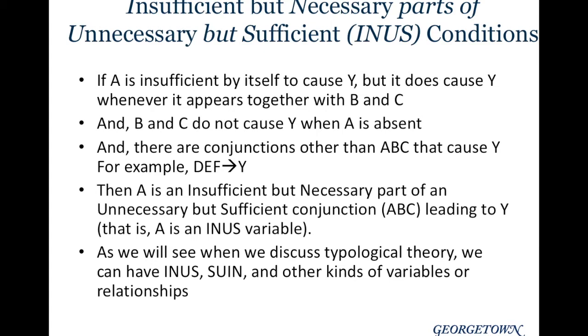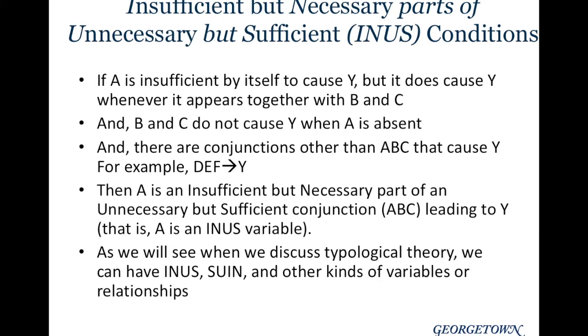Let's imagine that there's a variable A that by itself doesn't always cause the outcome Y. But whenever we see A together with B and C, then we get Y, right? So A is insufficient by itself. Let's imagine that when we see B and C without A, then we do not get Y. So A is insufficient by itself, but it's necessary for the combination A, B, C to produce Y. B and C without A do not produce Y, okay?